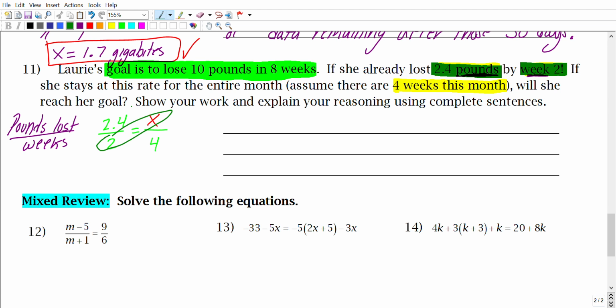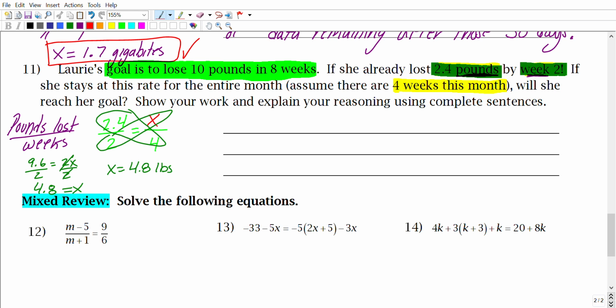So let's go ahead and figure this out. Let's multiply these two. So I get 2.4 times 4. Let's see, 0.4 times 4, 9.6. And then I have 2x. So what do I get? I get x equals 9.6 divided by 2 is 4.8. Okay, so x equals 4.8 pounds.